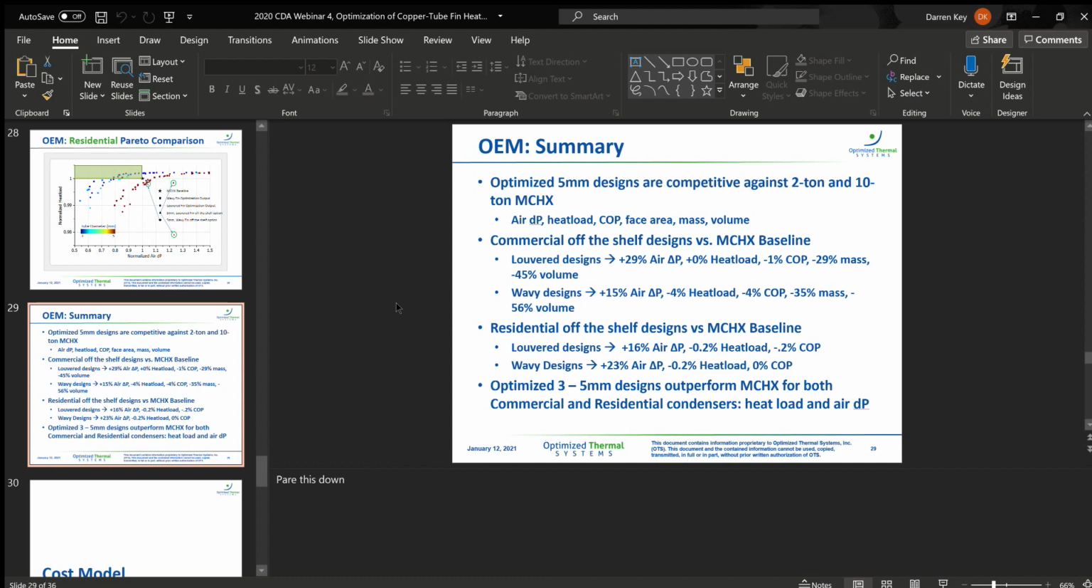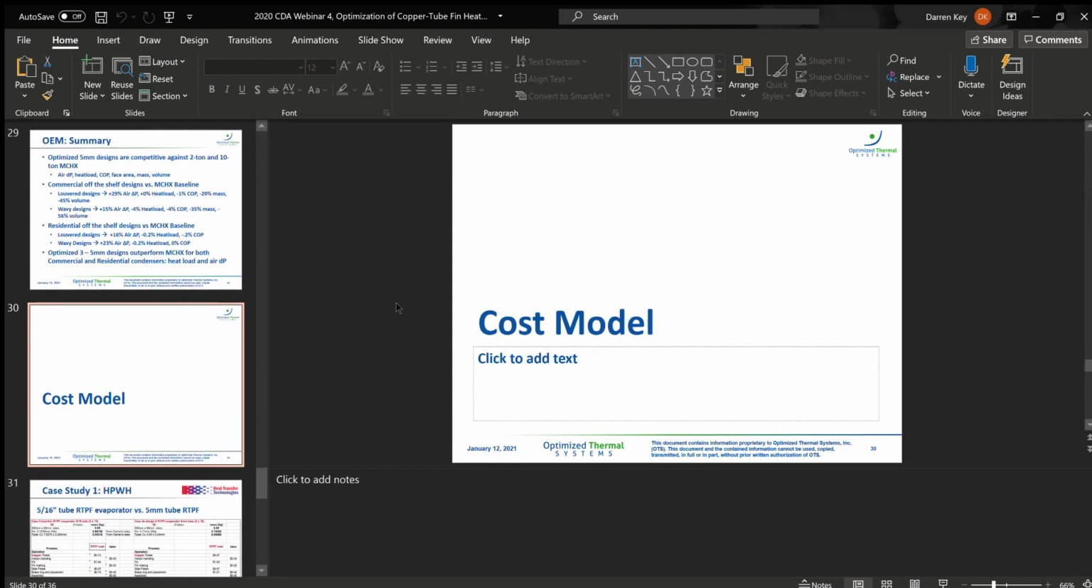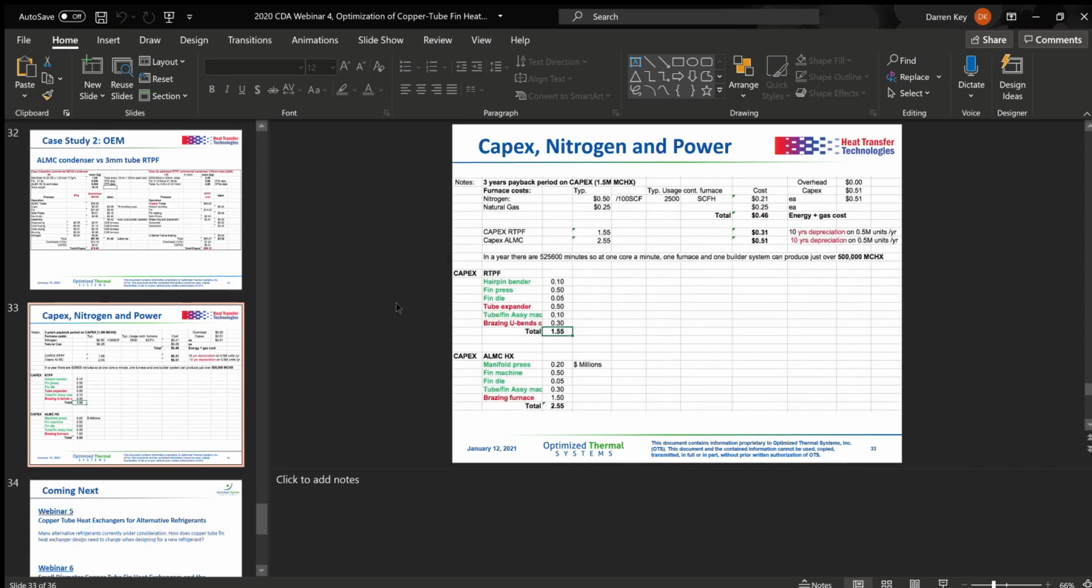And then if we take it one step farther and optimize the fins as well as the tubes, we can come up with something where the system can outperform, slightly, but still outperform the microchannel heat exchanger for both the larger 10-ton commercial and 2-ton residential with respect to heat load and airside pressure drop. Now I'll hand it off to Yoram for the cost model. Yoram will discuss these slides.